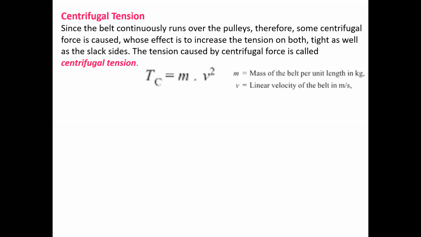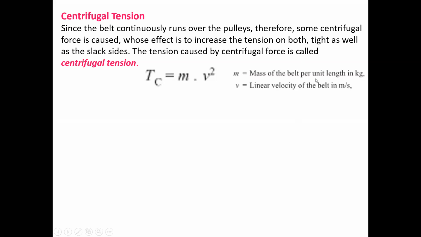So that increases the tension of our tight side and slack side. The tension caused by the centrifugal force is called centrifugal tension. Okay, the tension caused by the centrifugal force is called centrifugal tension. It is represented as Tc equals mv squared.